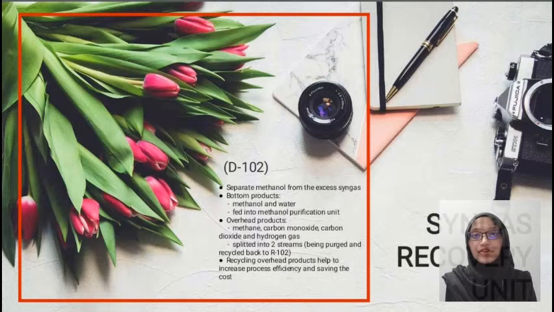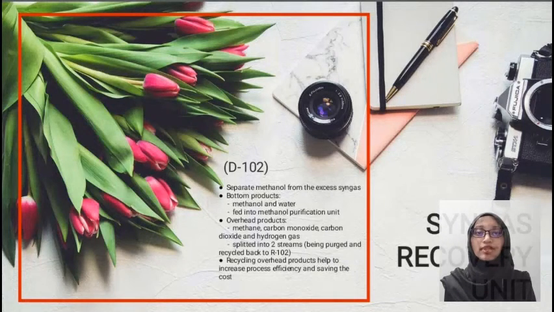Next is the syngas recovery unit. This is used to separate methanol from the excess syngas. Here, the bottom product, which is stream 10, consisting of methanol and water, is fed into the methanol purification unit, while methane, carbon dioxide, carbon monoxide and hydrogen gas are recovered as the overhead product, which is stream 7.